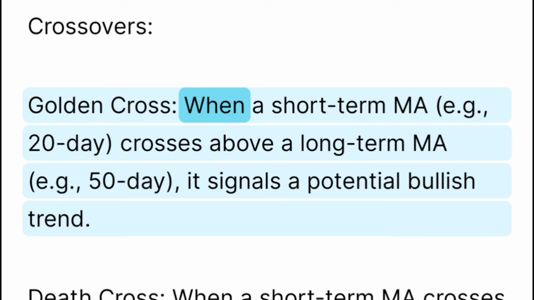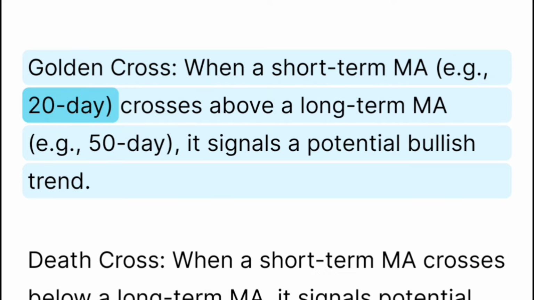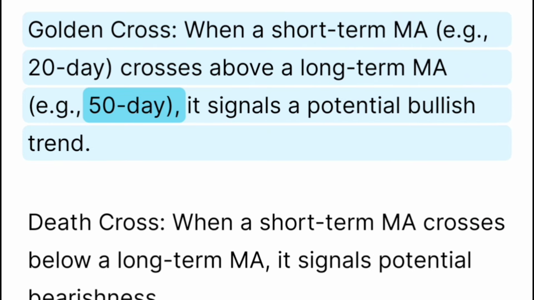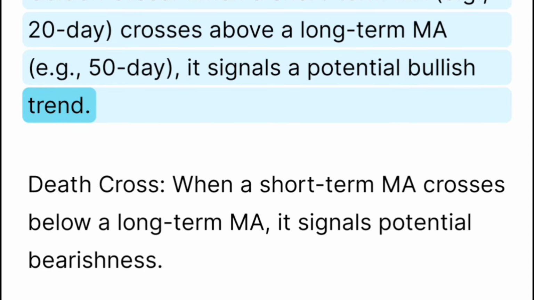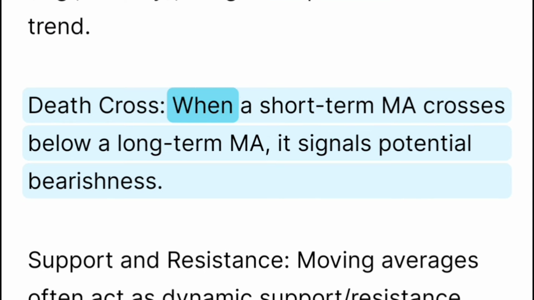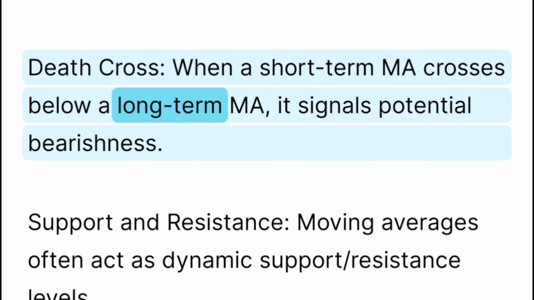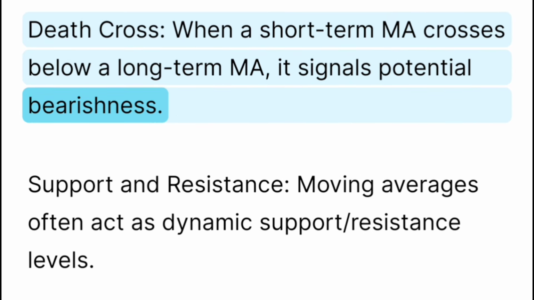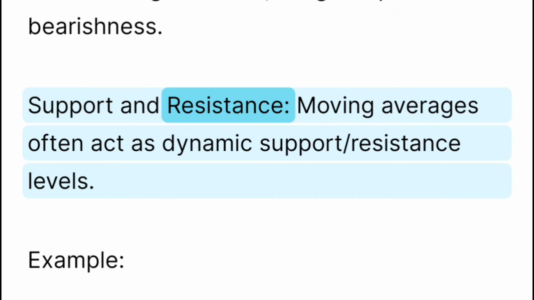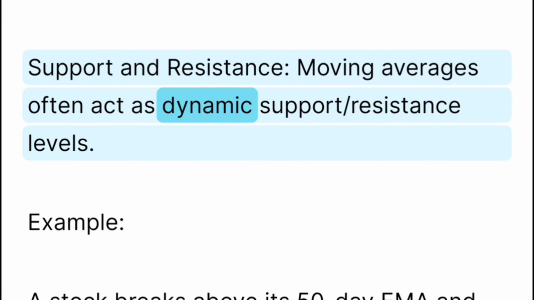Golden cross. When a short-term MA, for example 20-day, crosses above a long-term MA, for example 50-day, it signals a potential bullish trend. Death cross. When a short-term MA crosses below a long-term MA, it signals potential bearishness. Support and resistance: moving averages often act as dynamic support and resistance levels.